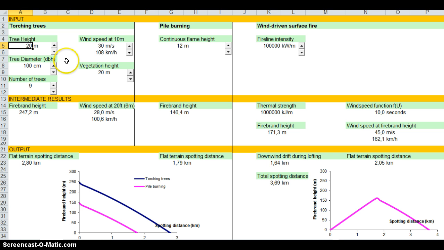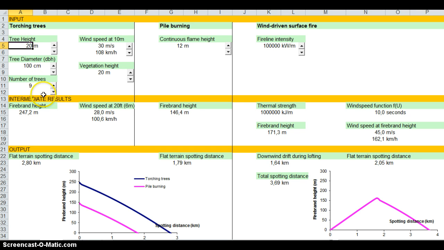Starting by torching trees, the effect is clearly dependent on tree height, tree diameter, and also the number of trees that are burning at the same time, because they generally develop a common convection column. Also, what is the wind speed at 10 meters, and what is the vegetation height. So those are the variables that are used as inputs to try to understand what will be the distance traveled by firebrands.